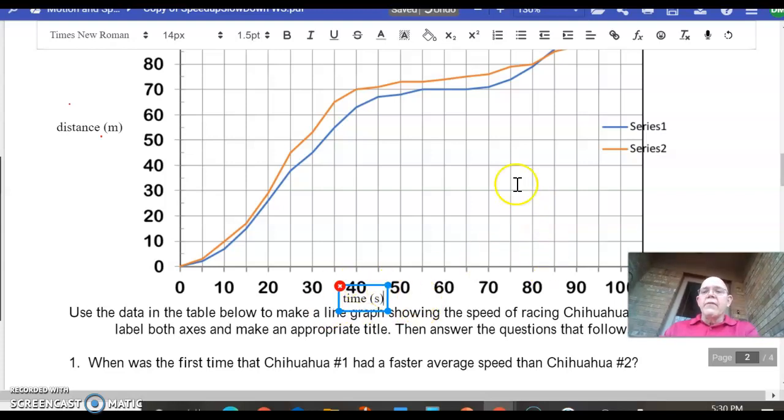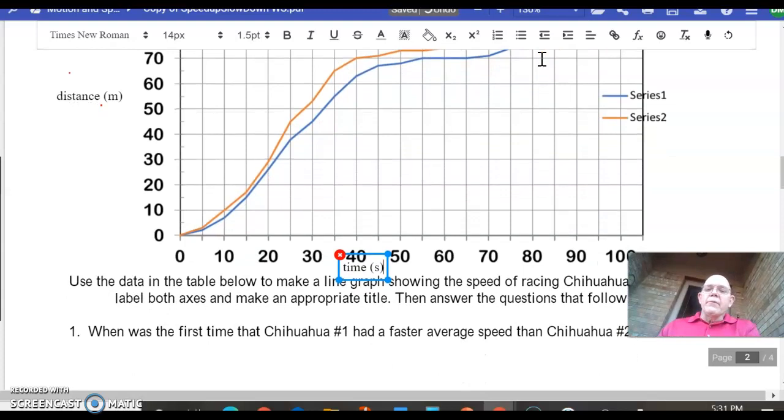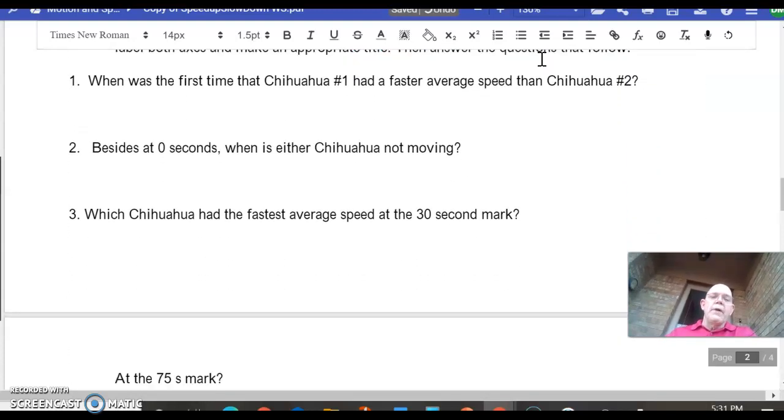That makes more sense. Okay, so now this would be at 82 seconds is about when Chihuahua 1 takes the lead. And it was at about 82-ish meters down the road too, but that's okay, so that's not the issue. The question is what time did he do it? So the first time would be about 82 seconds or thereabouts.